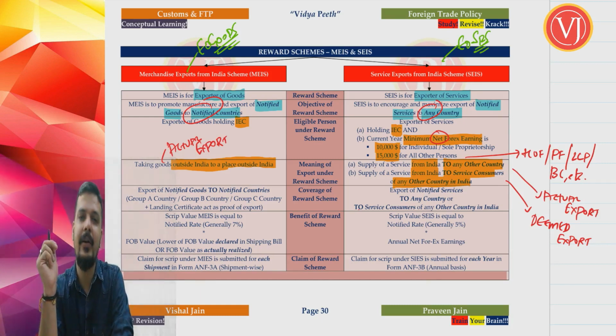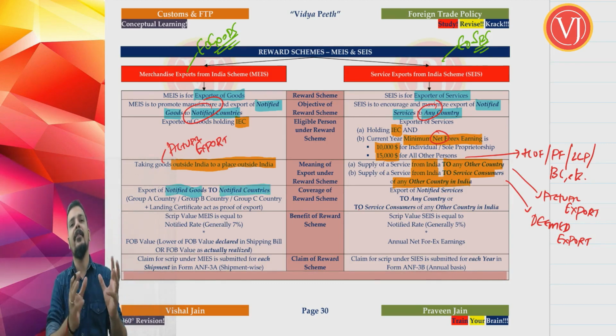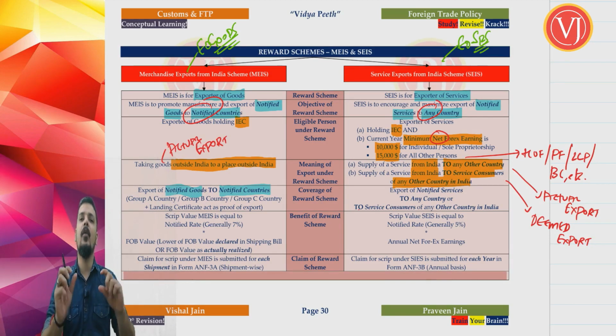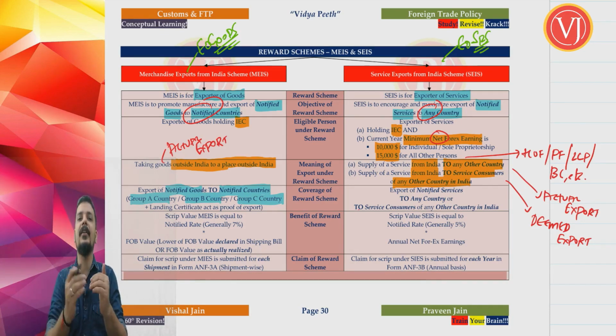Now friends, as already discussed, when you talk about your MEIS script, it is given to an exporter of goods if the export is of notified goods to notified countries, and this MEIS script percentage is depending on country to country. There are three categories of countries which will decide what is the percentage of incentive or MEIS script that you will get. So you have Group A country, Group B countries, Group C countries. And why this grouping is there? So based on the grouping, your percentage of MEIS script, your percentage of incentive will differ.